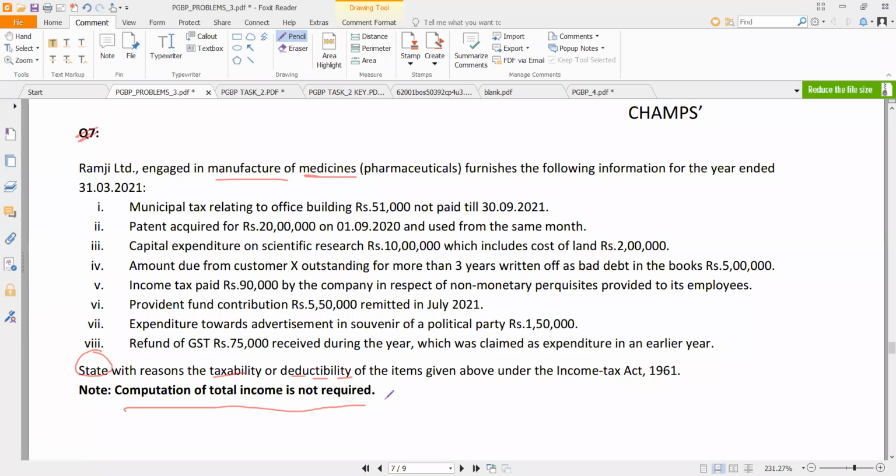Computation of total income not required. These are the places our students will show off unnecessary things. This was an exam question, by the way. And some people will start computing something, total income and all that. They will definitely get a bad impression.